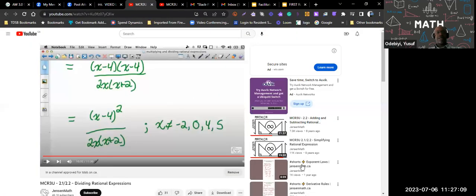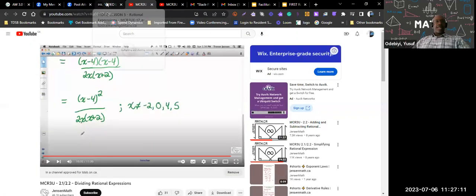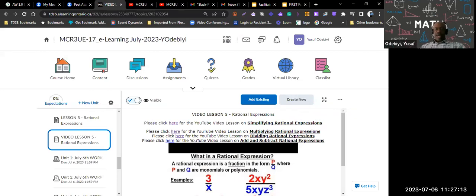That was dividing rationals. Now we're going to go into adding and subtracting. Adding and subtracting is a little bit harder. It's just like adding and subtracting fractions. You guys never liked that in grade 9, right? Where you had to add or subtract fractions, because you know what you would have to do? We'd have to find the common denominator in order to add or subtract. Same thing in rational expressions. You have to find the common denominator. Otherwise, you cannot add or subtract rational expressions.